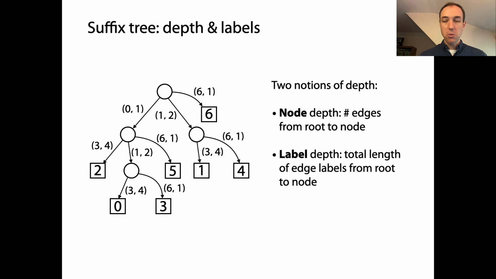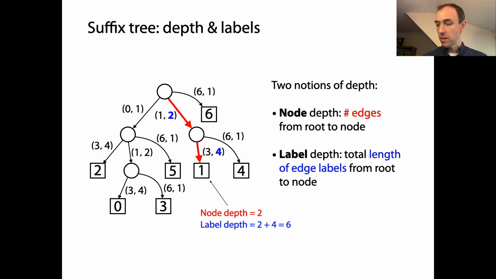And then label depth corresponds to the depth as in how long is its label. For a given node, we just saw that this node has label length 5. So this node is at label depth 5. Okay? So to take one example, this node here is at node depth 2 because we have to traverse two edges to get to that node from the root. But it is at label depth 6, as we can see, because we would have to concatenate a string of length 2 with a string of length 4 to get its label. So it's at label depth 6.